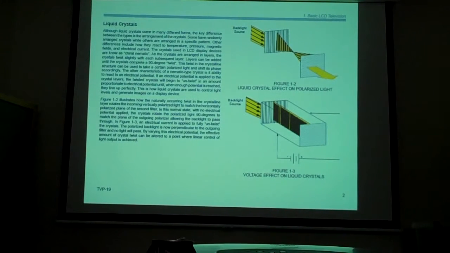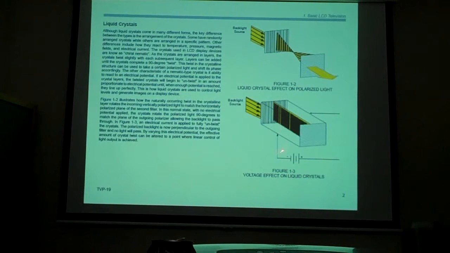Now, is there light lost in this process? Yeah, of course there is. But the point being is that without the LCD material in here, most of the light would have been completely blocked. So how do we vary then the amount of light that gets passed?